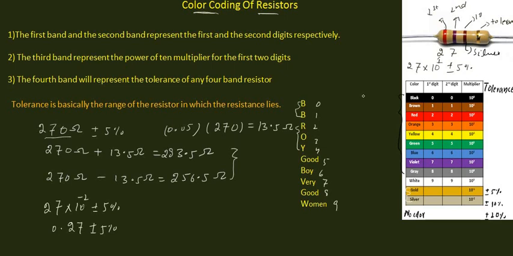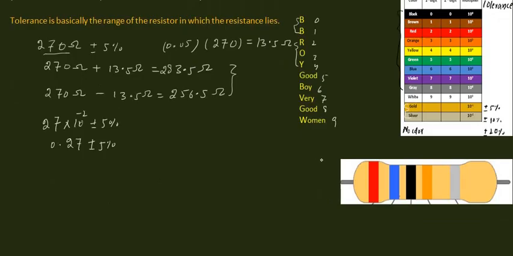Let's move on towards the 5 band resistors. The procedure to find out the value of a resistor having 5 bands is the same as we discussed in the 4 band, but here we have 5 bands instead of 4. The first band represents the first digit, the second band represents the second digit, and the third digit is represented by the third band. So the difference in 5 band resistors is that there is a third digit.